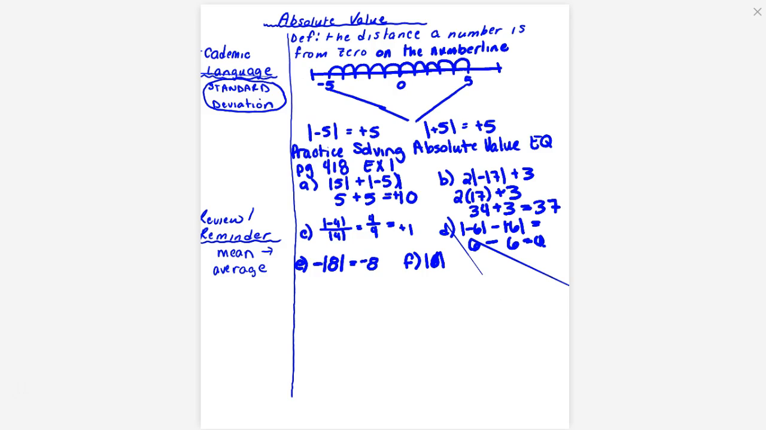The absolute value of 0, it helps to go back and think of the definition up at the top here, which is the distance a number is from 0 on the number line. Well, how far away is 0 from 0 on the number line? And I hope that you're saying out loud to yourself that the distance would be 0, because that's the correct answer.